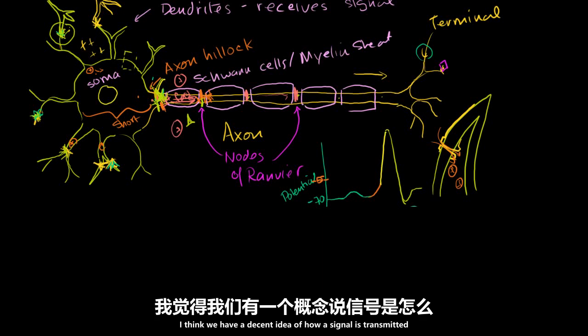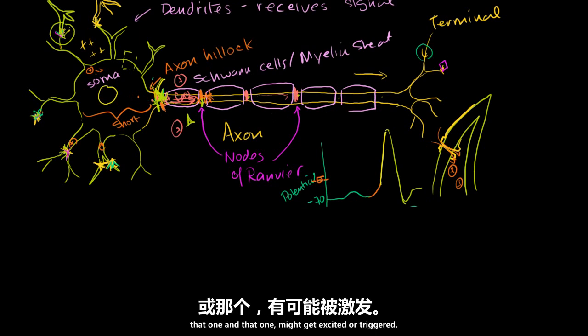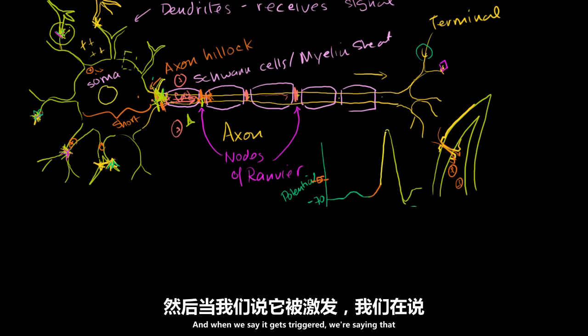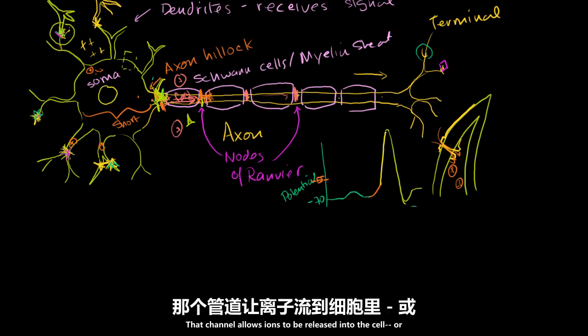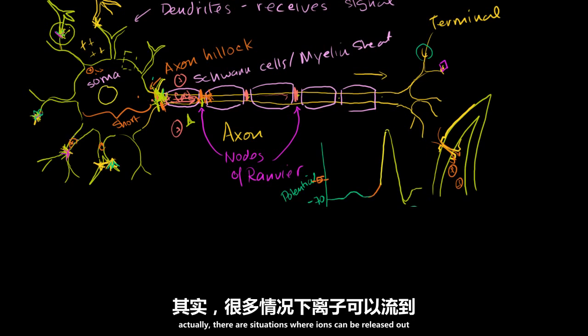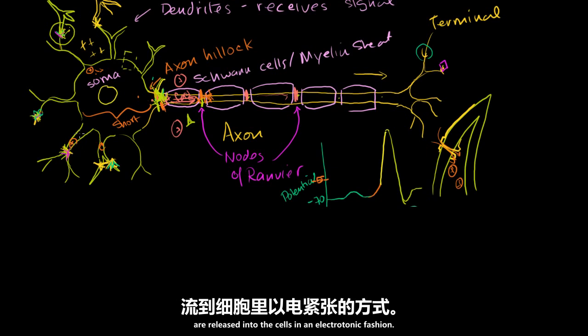I think we have a decent idea of how a signal is transmitted along a neuron. We saw that a couple of dendrites, maybe that one and that one and that one, might get excited or triggered. And when we say it gets triggered, we're saying that some type of channel gets opened. That's probably the trigger. That channel allows ions to be released into the cell, or actually there are situations where ions can be released out of the cell. It would be inhibitory. But let's take the case where ions are released into the cells in an electrotonic fashion.